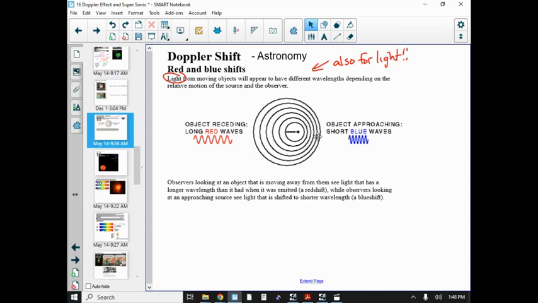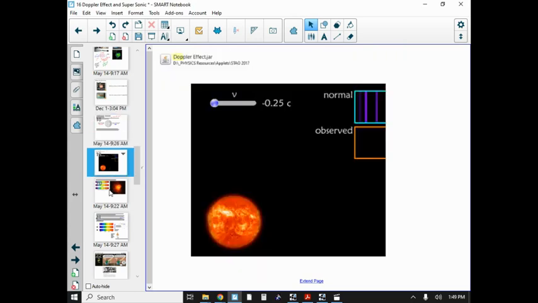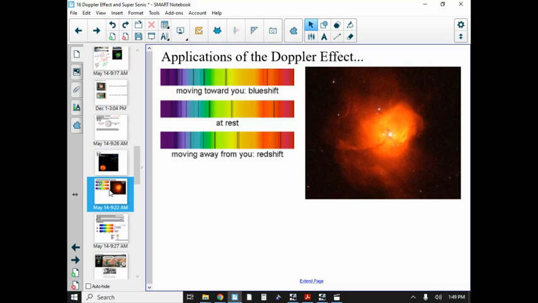So basically, if things are moving towards you, they shift towards the blue, and if they're moving away from you, they shift towards the red. Because from your grade 10 work, you probably remember, hopefully, the red end of the spectrum is the long wavelength, and the blue end is the high energy, short wavelength, high frequency stuff. So it's really good information about the universe around us.